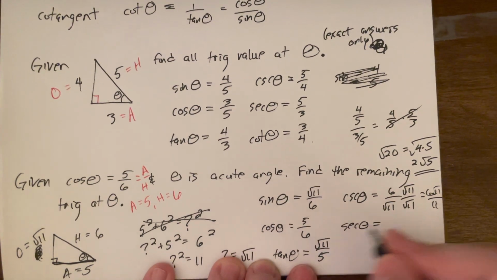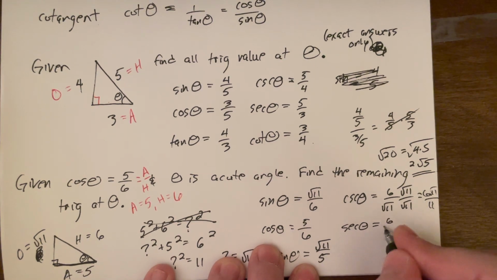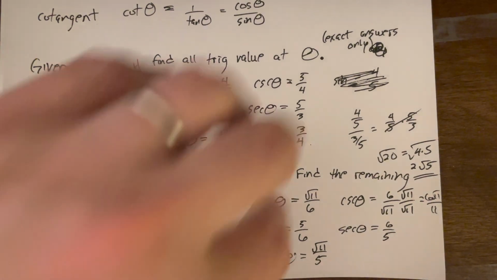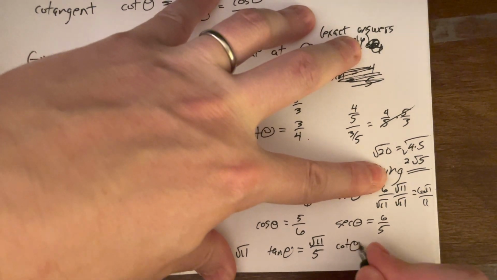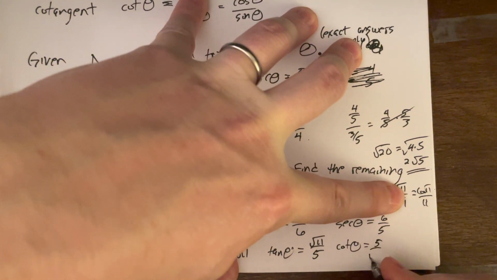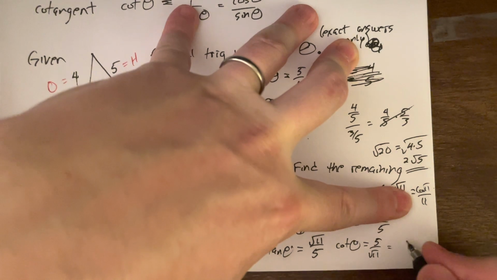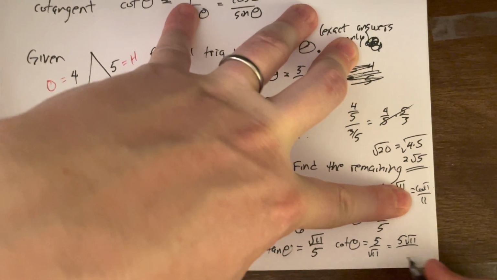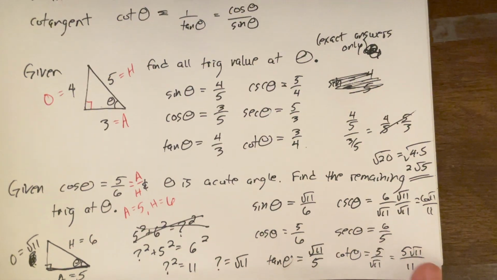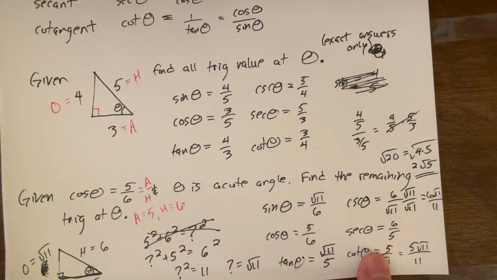Nothing troubling with secant. 1 over cosine, we just get 6 over 5. But then cotangent, we flip, we get 5 over radical 11. And similarly, rad 11 over rad 11. So we get 5 radical 11 over 11. And those are our best answers.